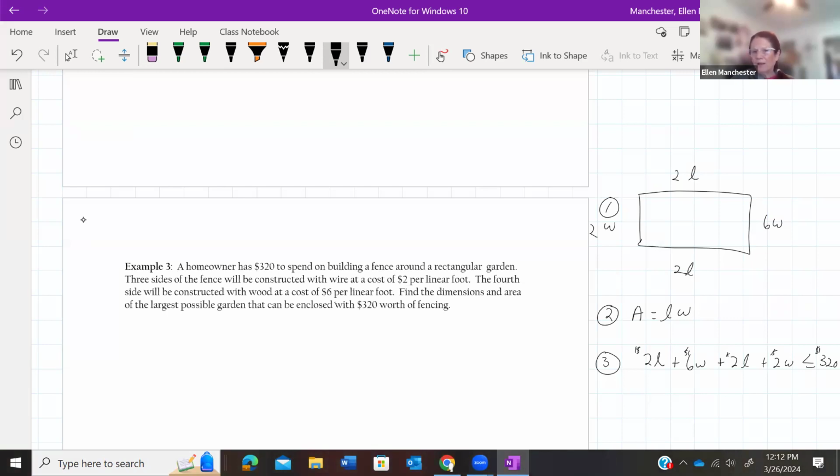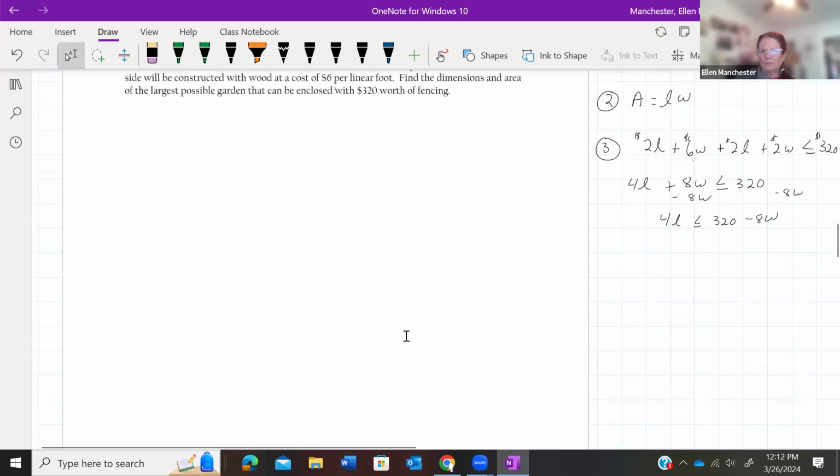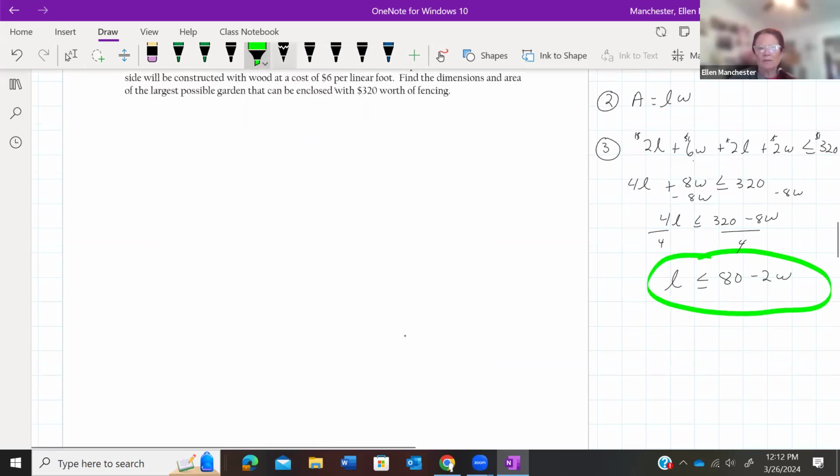Okay, so now I'm just going to add my like terms. So 2L plus 2L is 4L. 6W plus 2W is 8W, less than or equal to 320. Okay, and then I'm going to solve for one variable. So just to keep it consistent, I'm going to solve for L again. So divide both sides by 4. So I get L is less than or equal to 80 minus 2W. And that is my constraint. That's what's going to hold me back.